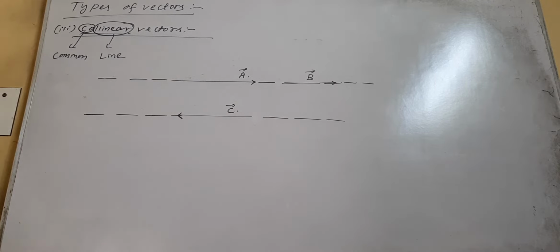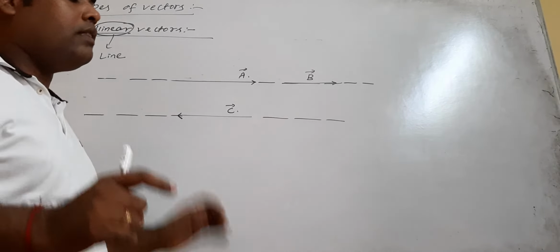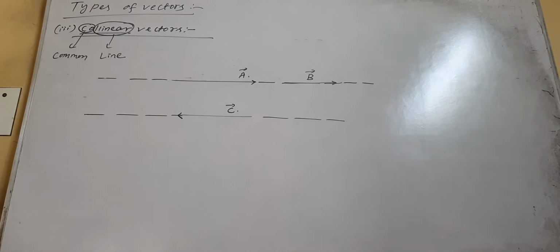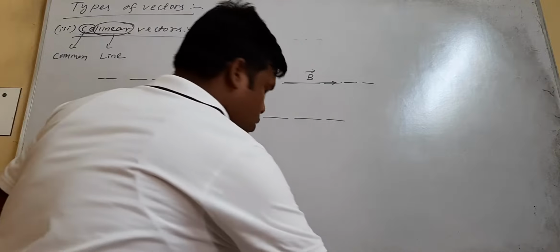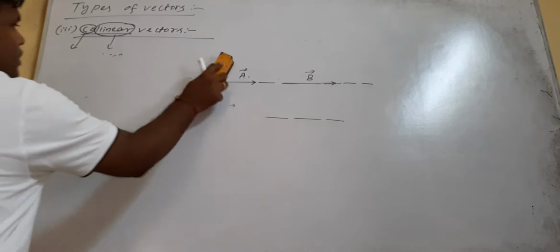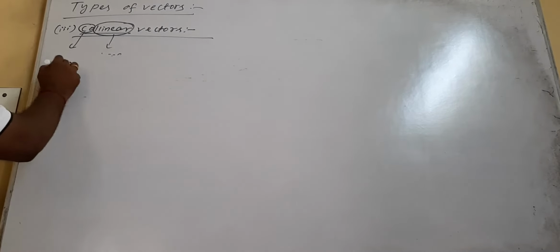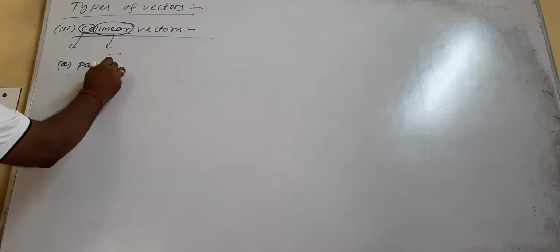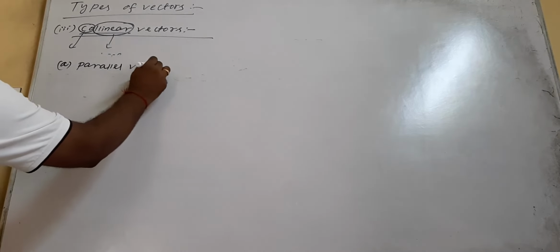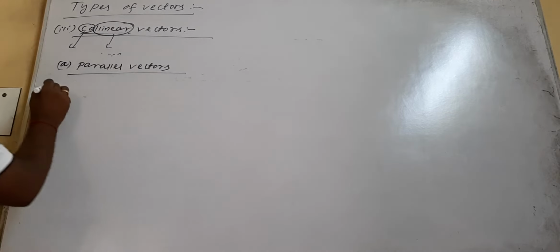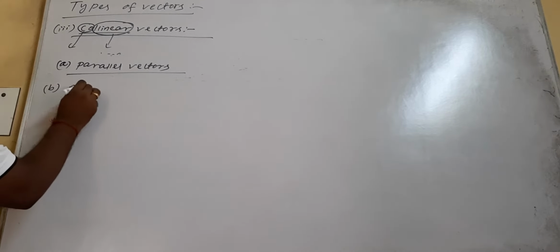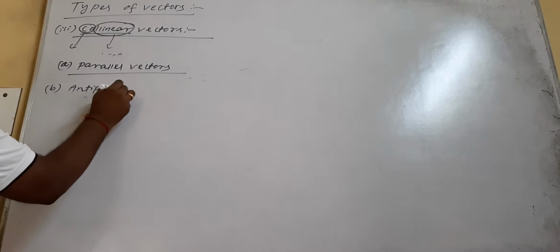Depending upon the direction of the vectors, the collinear vectors are classified into two types. One is parallel vectors. Number two, anti-parallel vectors.